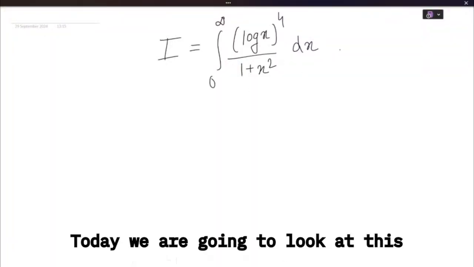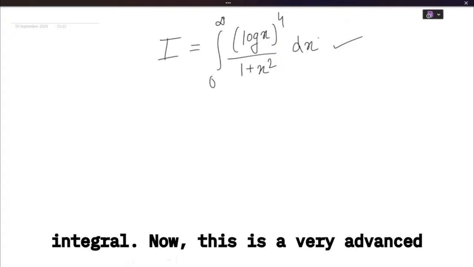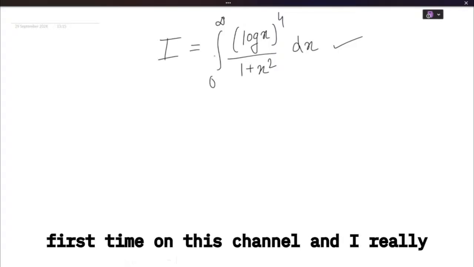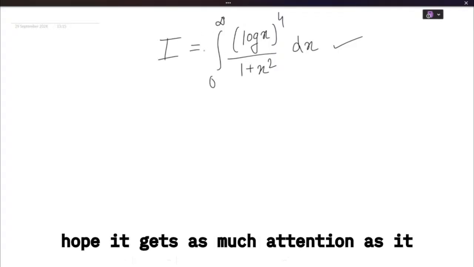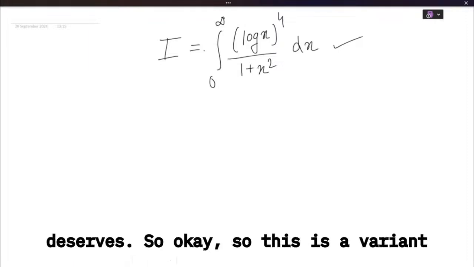Today we are going to look at this integral. Now, this is a very advanced integral that I'm going to solve for the first time on this channel, and I really hope it gets as much attention as it deserves.